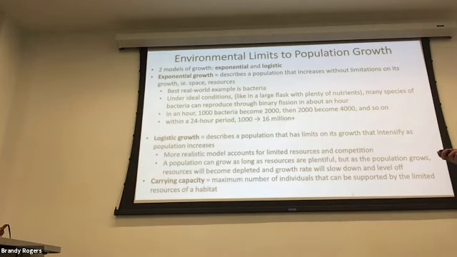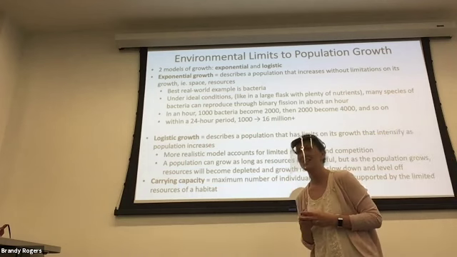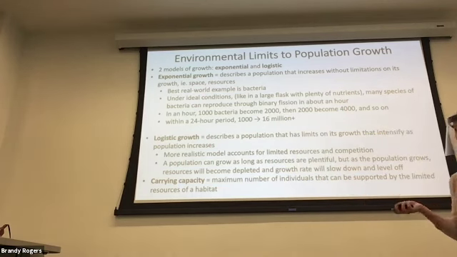So first thing we'll do is look at these 2 models of population growth. So what you can do, again, you probably remember that I said ecologists love graphic stuff. So we're going to look at some graphs here in just a second, but first we'll go through what each of these models means, and then we'll look at them in graph format. So these exponential versus logistic growth models: exponential describes a population that increases without limitations on its growth.